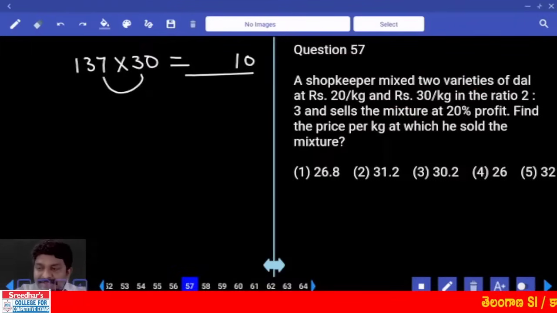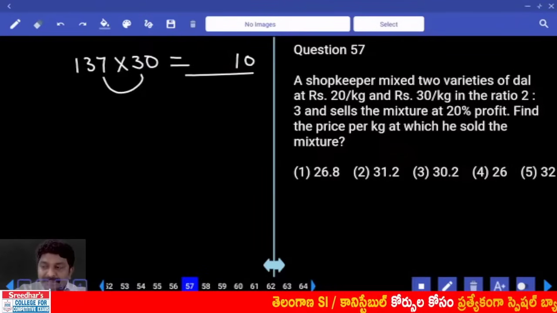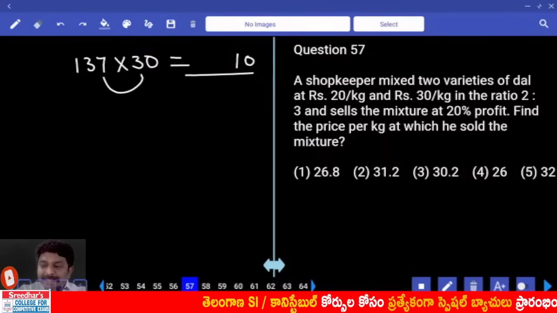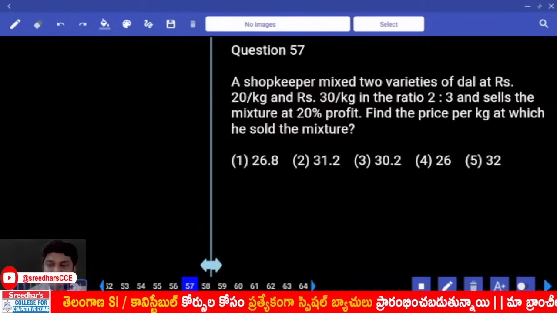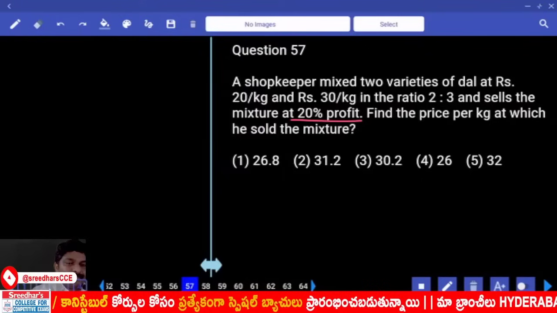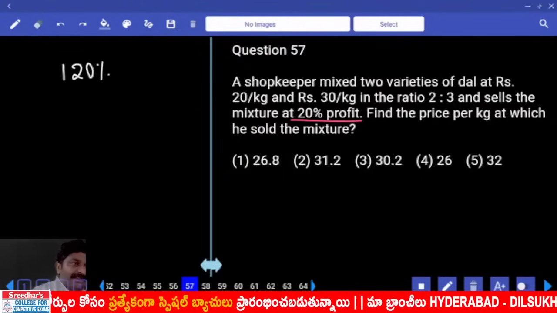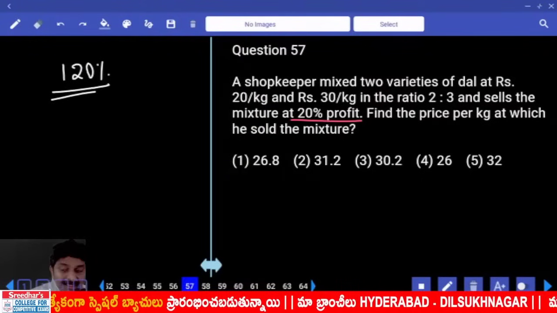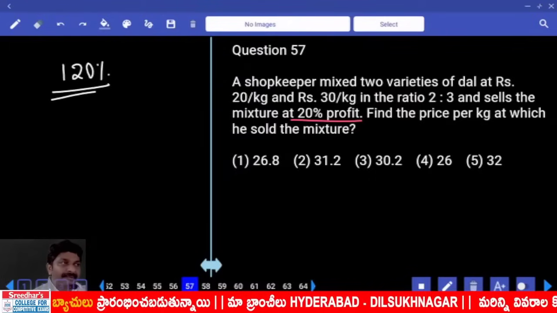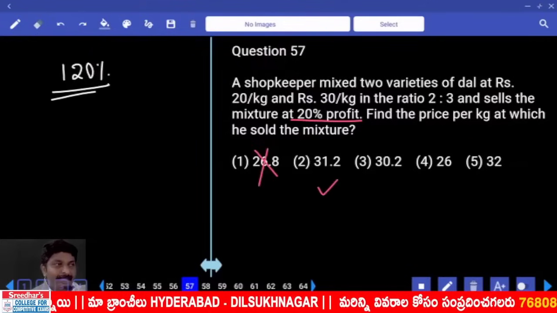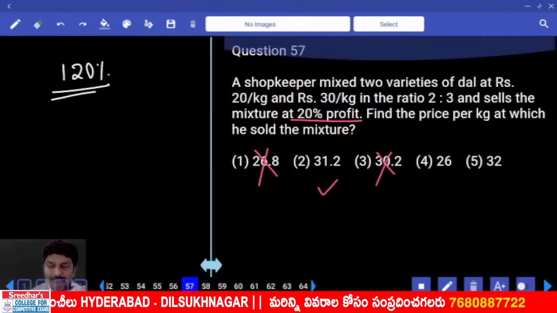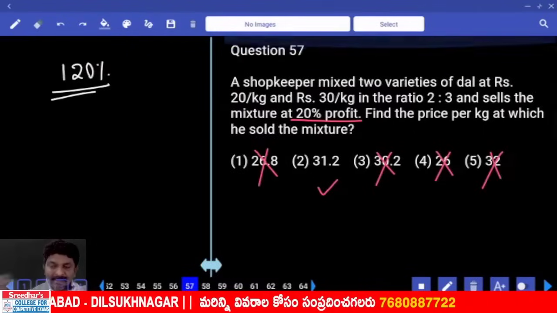Shopkeeper mixed 2 varieties of dal, 20 rupees per kg and 30 rupees per kg, in the ratio 2:3 and sells the mixture at 20% profit. Find the price per kg at which he sold the mixture. Okay. When you are expecting 20% profit, at what price you need to sell? 120 percentage. Is it a 3 multiple? Answer must be a 3 multiple. Go for verification. First option, is it a 3 multiple? No. Second, this may be your answer, hold it. Third, no. Fourth, no. Fifth, eliminate.